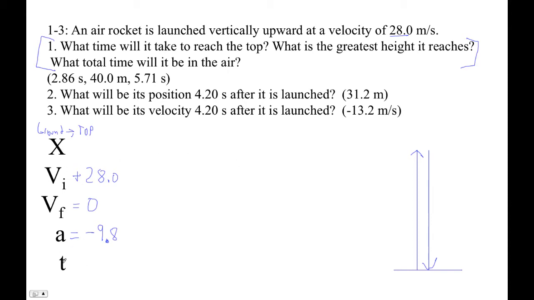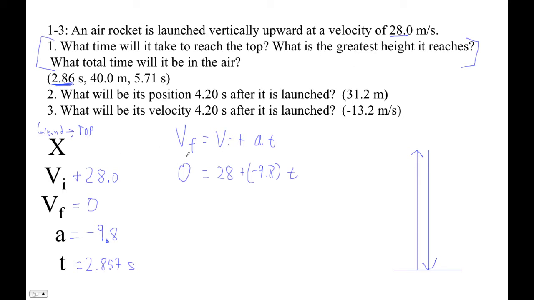To find the time, I'm going to use no x. No x is this one: vf equals vi plus at. So 0 equals 28 plus negative 9.8 times t. Ultimately you get t equals negative 28 divided by negative 9.8. I'm getting 2.857 seconds. So 2.86 seconds is the time to reach the top.